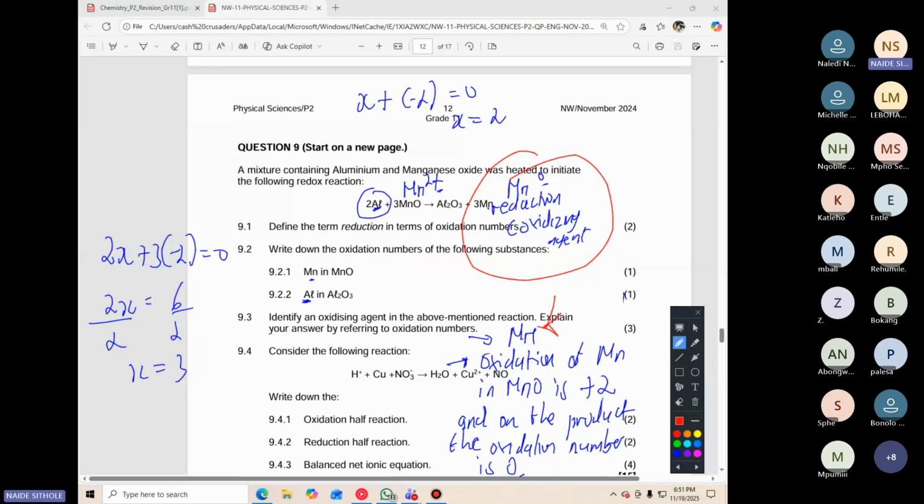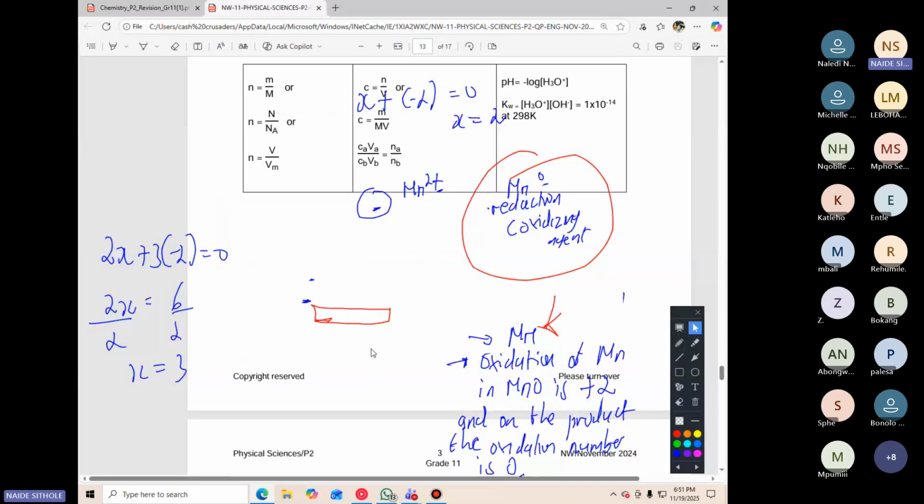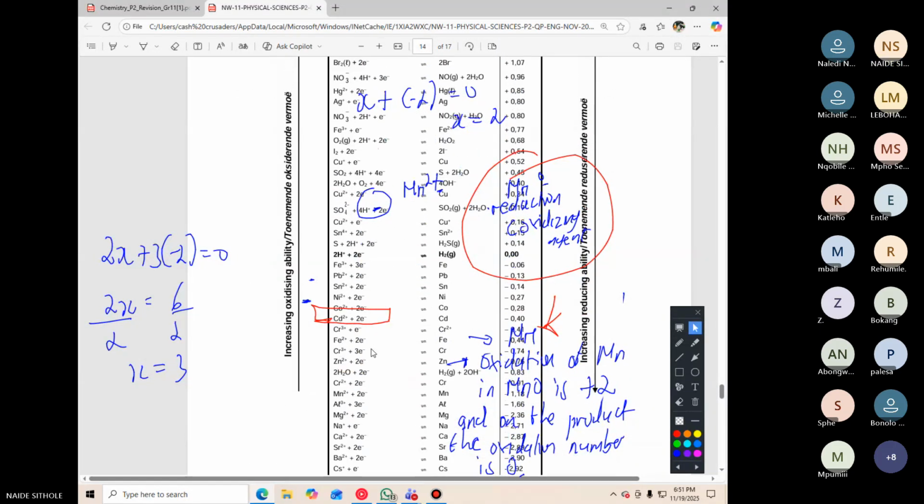So knowing already that if they're talking about an oxidizing agent, they're talking about the one that undergoes reduction, you can even use your 4B table. It's just a matter of knowing the definition. You can even use your 4B table at this point and say, oh, let me check between Mn and aluminium. So Mn is here, right? And then aluminium now has to be above.